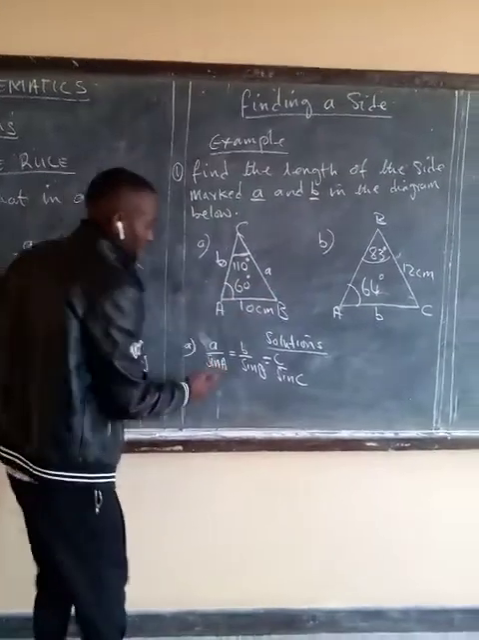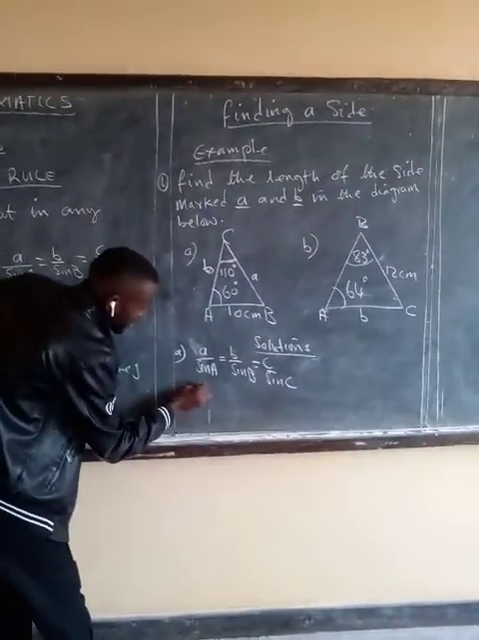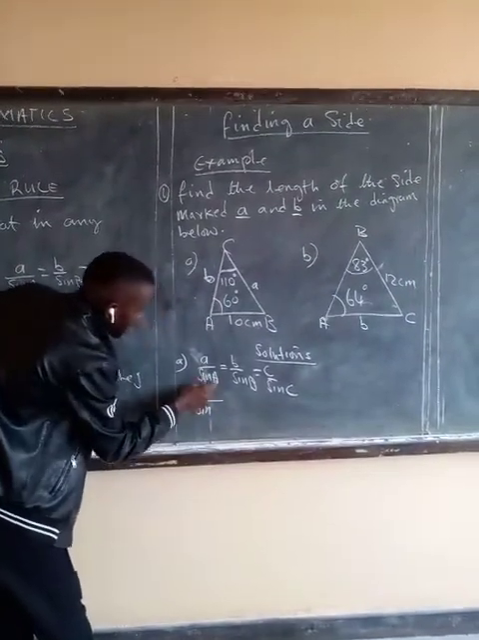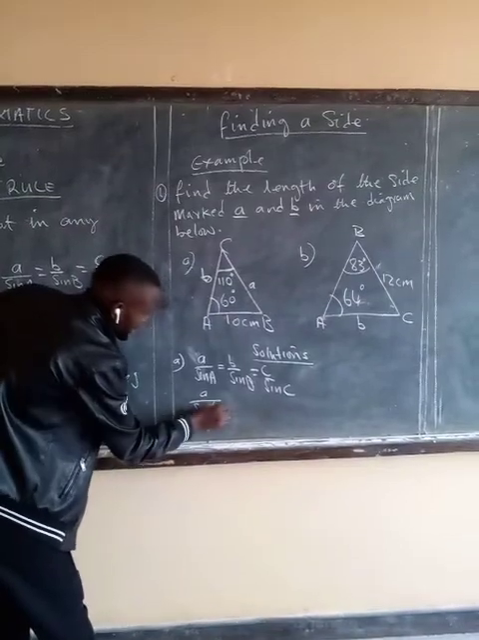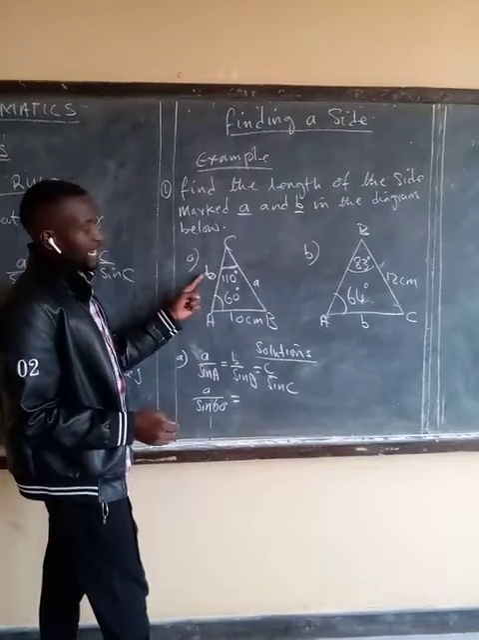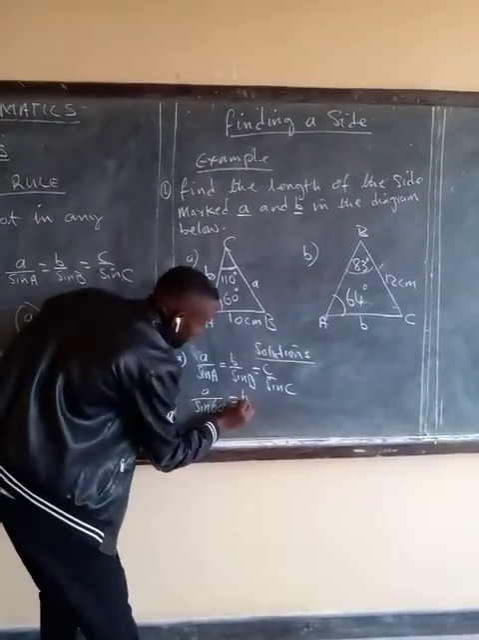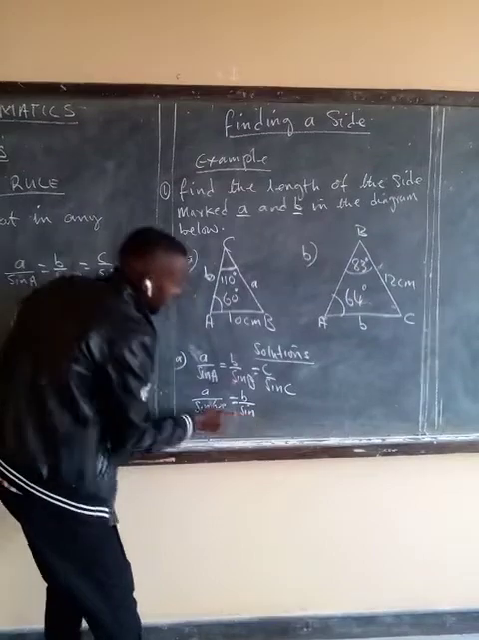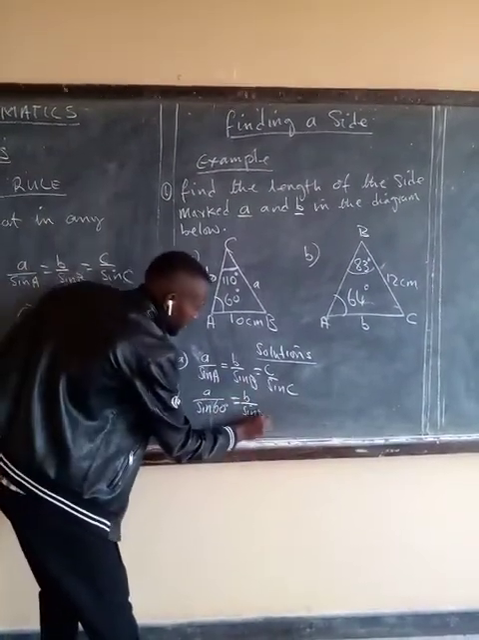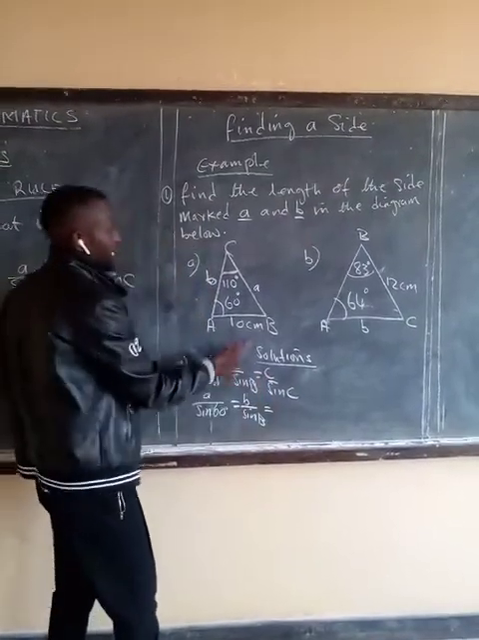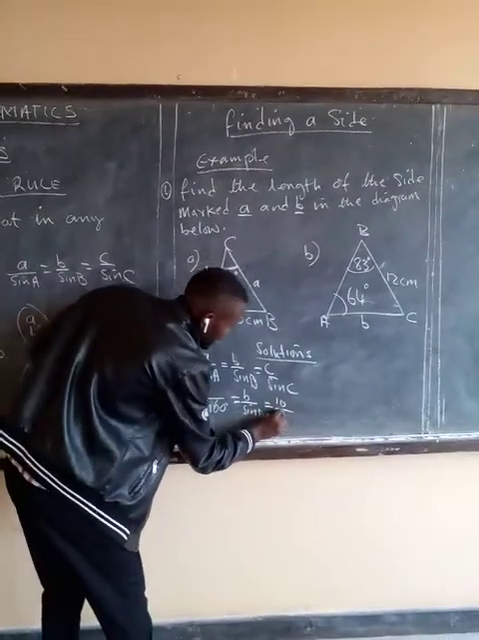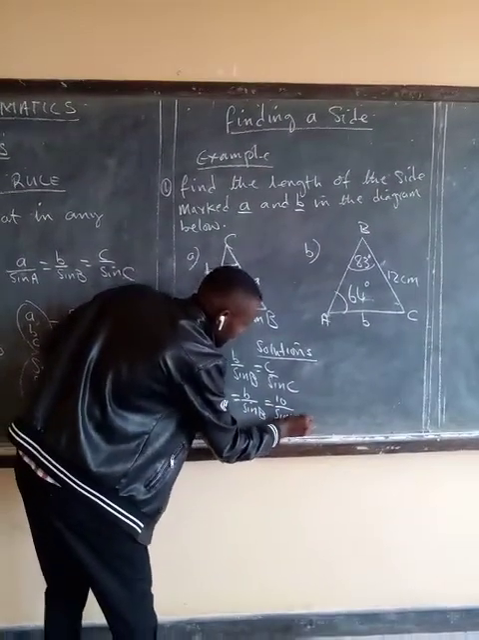But I know angle A, so I'm going to say a, which I don't know, over sine 60 degrees is equal to, what is my b? Side b I don't know. So I'm going to write b over sine. Do I know my angle B? Angle B is not here, so I'm just going to write it the way it is. b over sine B is equal to, what is my c? Side c is 10 and angle C is 110 degrees.